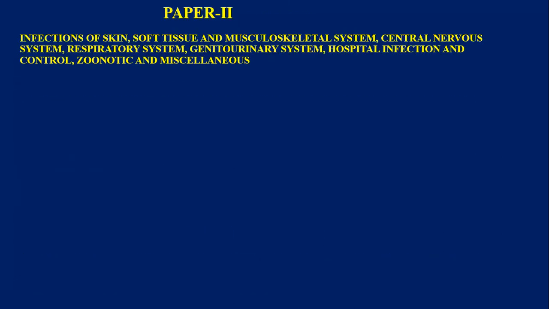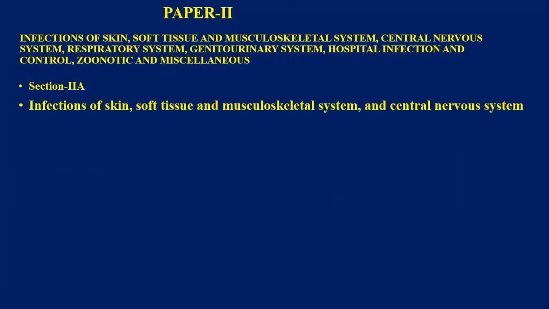Paper 2 has the syllabus of infections of skin, soft tissues and musculoskeletal system, central nervous system, respiratory system, GIT, genitourinary tract system, hospital infection and control, zoonotic and miscellaneous infections. These all will be in paper 2. Paper 2 also has 100 marks. The syllabus of section 2A is infections of skin, soft tissues and musculoskeletal system and central nervous system.